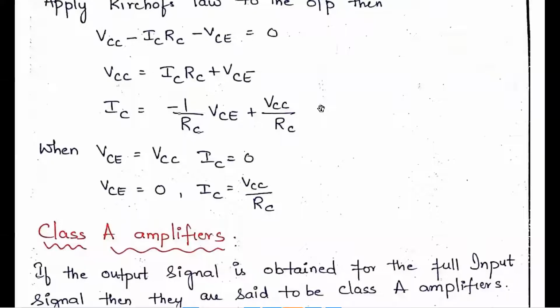Why is it called a DC load line? Because it is a line. We have discussed that it represents the equation of a straight line. Then the load resistor RC is involved. And what is the other reason? So far we considered only DC biasing. Hence it is called a DC load line.